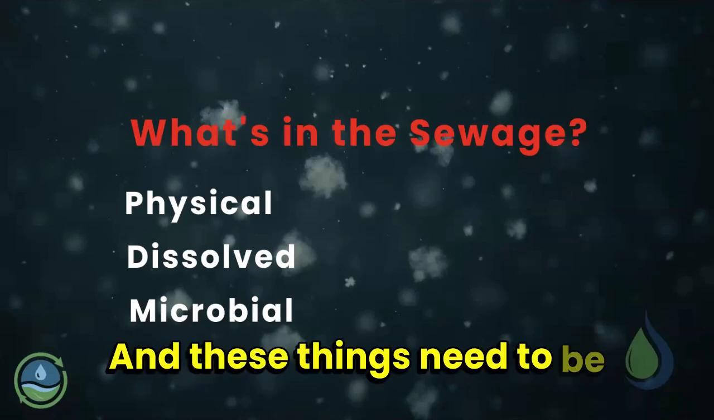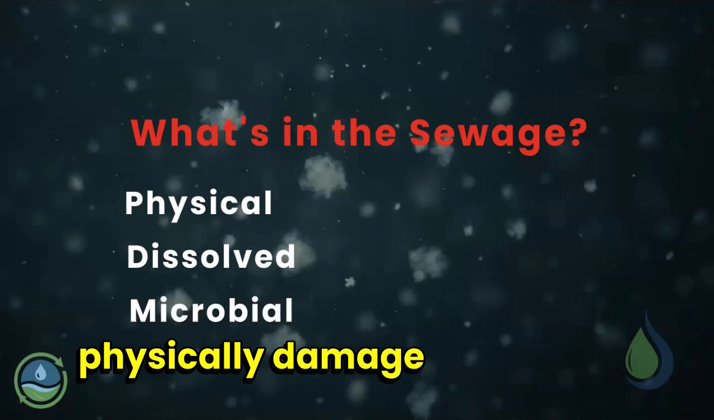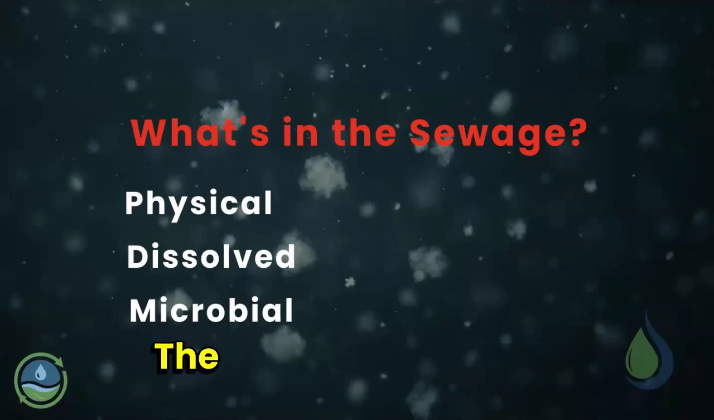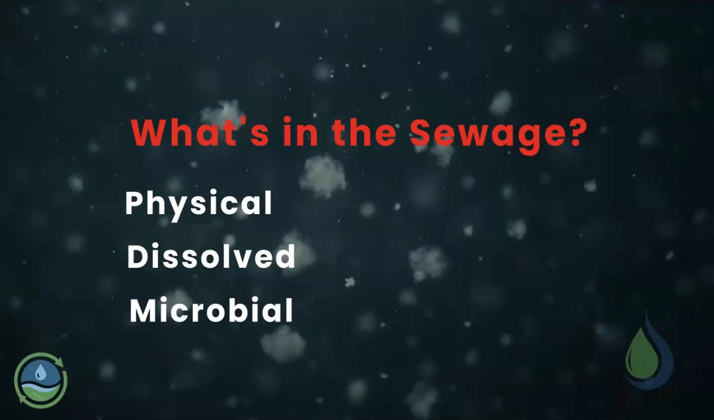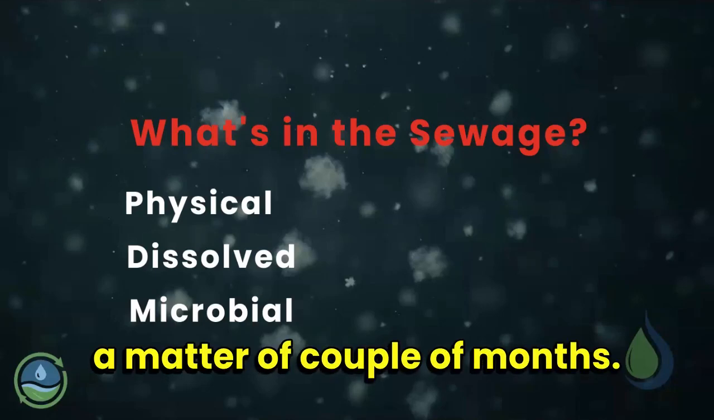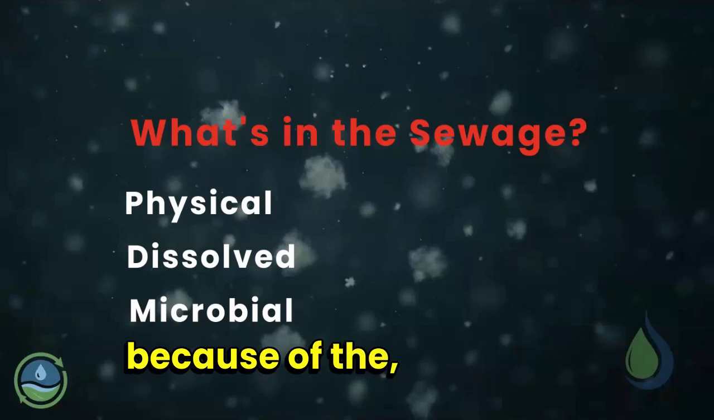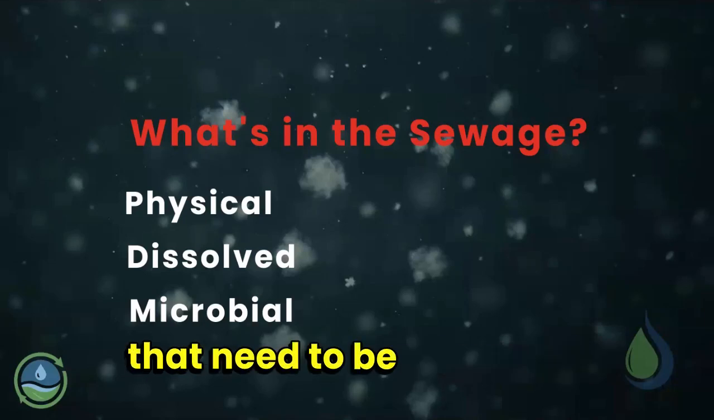And these things need to be taken out before you treat water, because they can physically damage the pumps. For example, a cloth particle can choke the pump. The impeller will stop running, the motor will run, and it will burn out in the process. And if there is a lot of sand, we call it grit. If the grit is there, the impellers wear out in a matter of a couple of months. What should last 5 years, 10 years will wear out because of the grit, sand. These are physical impurities that need to be taken out.